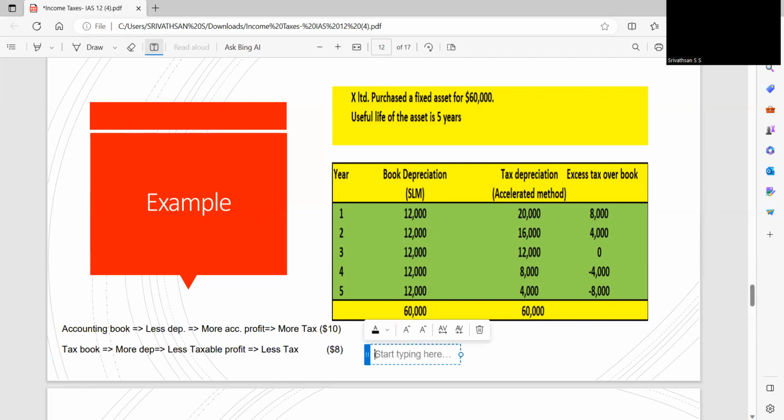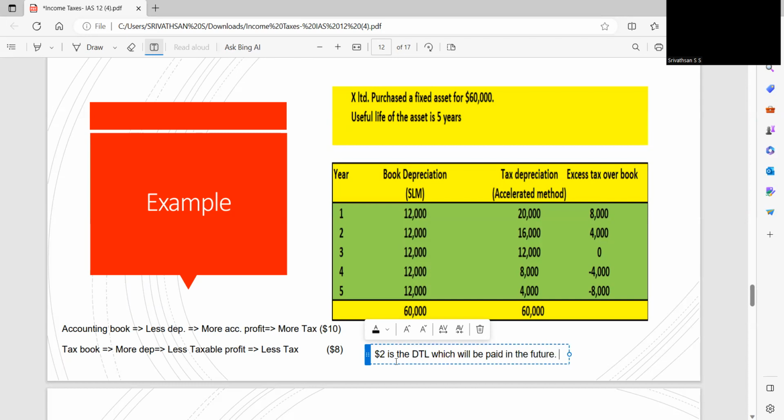Here there is a difference of $2. And what is this $2? Is X Limited actually saving tax here by paying less amount of tax, because they estimated to pay $10, but they are paying only $8? So is this $2 a savings of tax by X Limited? No. This $2 is the deferred tax liability, which will be paid in the future.